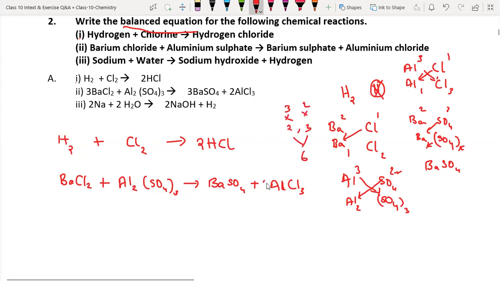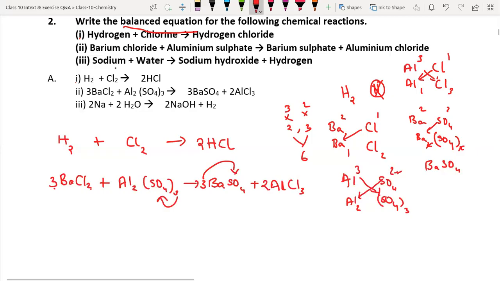So here you can place 2, here you can place 3, such that chlorines will be balanced first. So now 3 into 2, 6 chlorines, 2 into 3, 6 chlorines balanced. Now you see 2 aluminiums got balanced, 3 barium, but here 1 barium, just place 3, now 3 bariums got balanced. Now SO4, 3 is applicable for SO4, got balanced. Like that you need to balance the chemical equation.